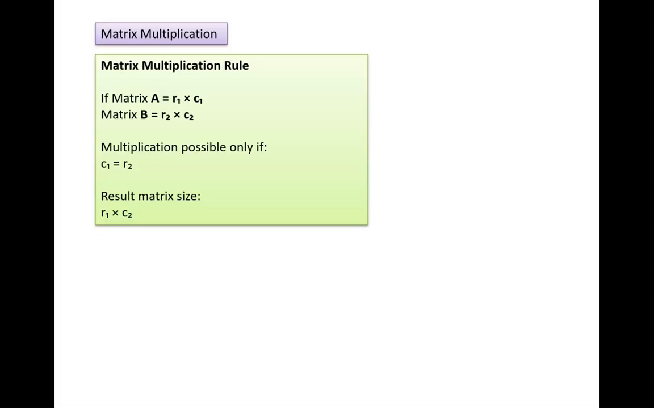You all would have done matrix multiplication also in your mid-school. Likewise, there is a rule for matrix multiplication, right? So if matrix A is R1 cross C1, matrix B is R2 cross C2, the multiplication is possible only if the column 1 is equal to row 2. So if this is there, the resultant product will be of size R1 cross C2. So this is a global understandable rule for everyone. Right. So this is the formula.